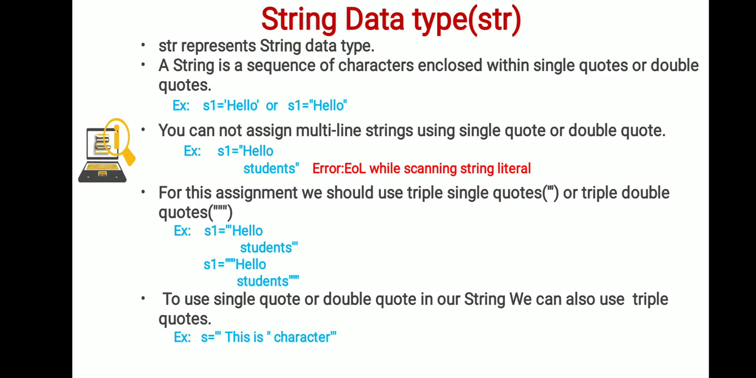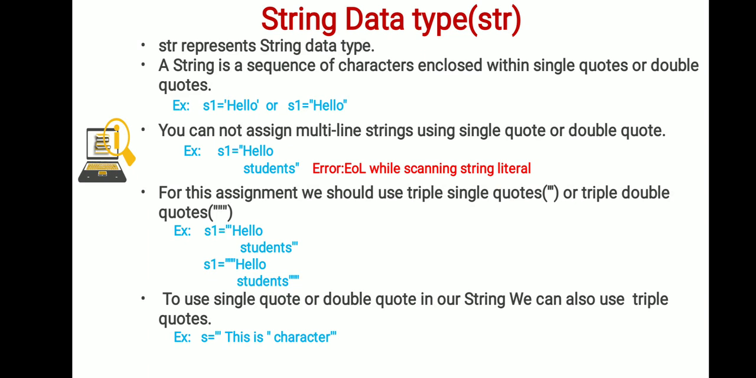In Python, you cannot assign a multi-line string using single quotes or double quotes. See the example: s1 equal to hello on the first line and students on the second line, enclosed in double quotes. This is not allowed, because if you try to assign such a string, you will get an error: EOL, that is end of line, while scanning string literal.